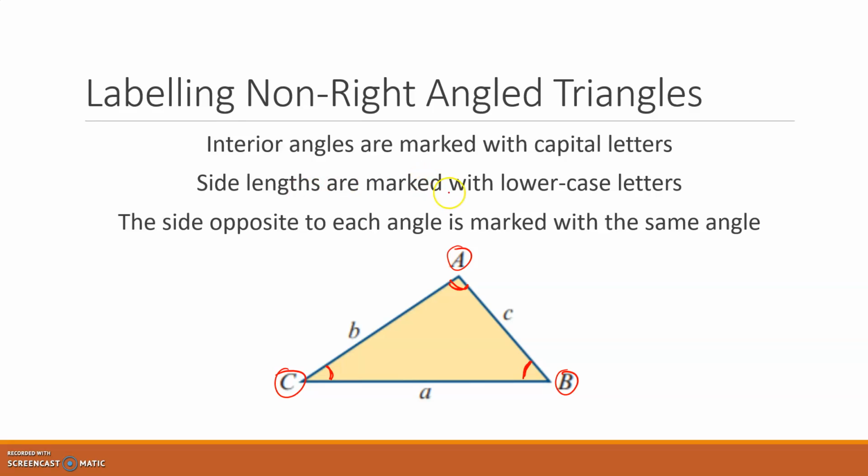Now, side lengths are marked with lowercase letters. So we're using the same set of letters, but we use the lowercase versions instead. And the rule is, if I have angle A here, the side opposite to that, so down here, is lowercase a, and that's how we label them. So angle B is in the bottom right, so the side opposite that is side lowercase b. Angle capital C is in the bottom left, and the side which is opposite to that is labeled lowercase c. So that's the convention for labeling these triangles.